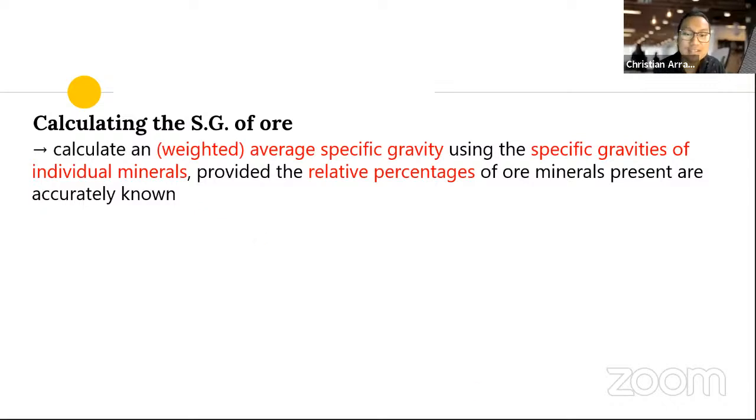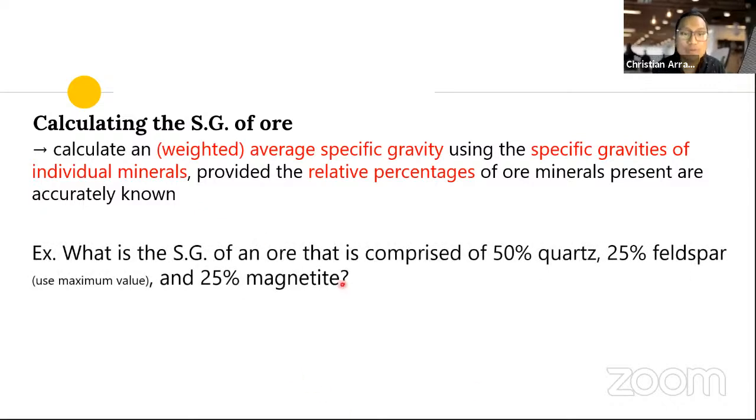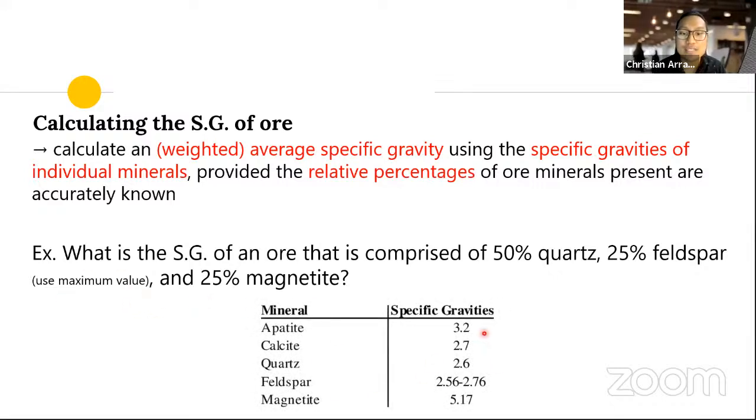What does this mean? So, ibig sabihin, kapag may ganitong tanong, what is the specific gravity of an ore that is comprised of 50% quartz, 25% feldspar, and then 25% magnetite, use maximum value daw according to this table. Ayan. So, kaya ba natin makalculate ang SG using these? Ang sinabi lang dito, weighted average. So, basically, weighted average. Marunong ba kayo mag-weighted average?